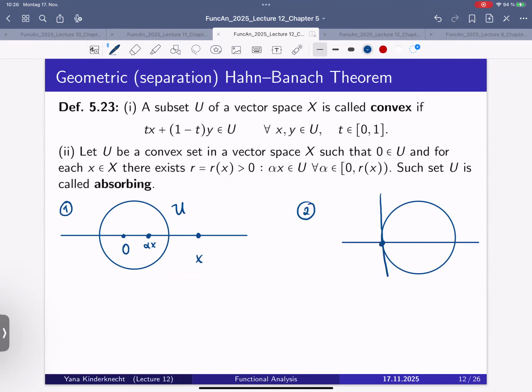Okay, so if this is my 0, nobody said that U should be an open set. Probably it's a closed set, so probably my 0 belongs to U. But this is not an absorbing set, because, for example, for such x, you cannot create alpha greater than 0 such that alpha x is absorbed by this set U. So this is a bad example.